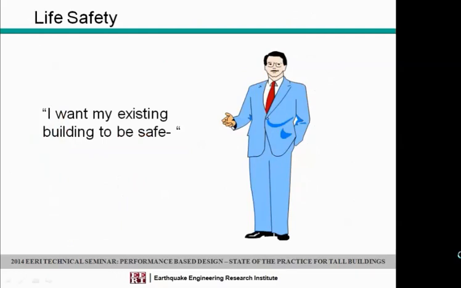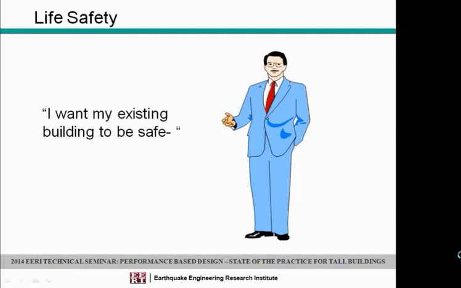And owners typically would express their desires in terms of a series of performance objectives. They say, I want my building to be safe. Well, if an owner comes to you and says, how will my building perform? And you say, well, I think this building could collapse in an earthquake. And the owner says, that's not acceptable. I want my building to be safe. In the 1980s, what would we do to get that person a safe building?